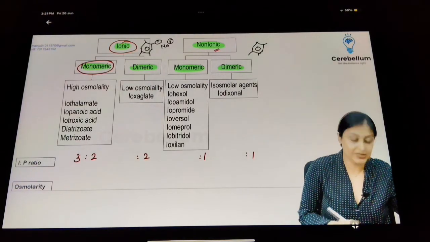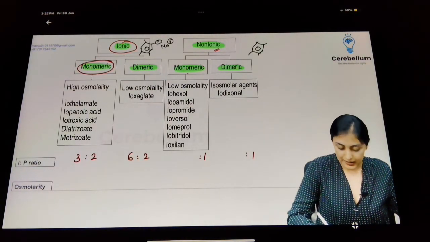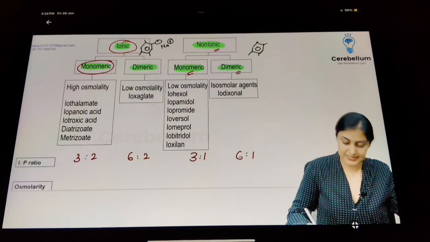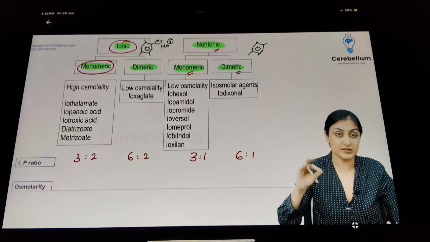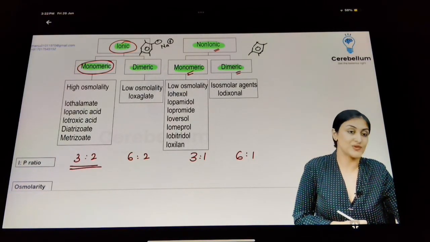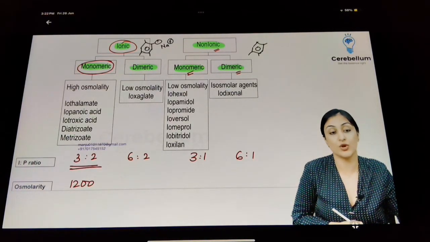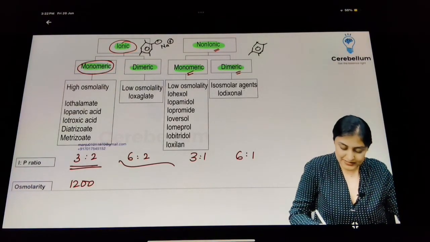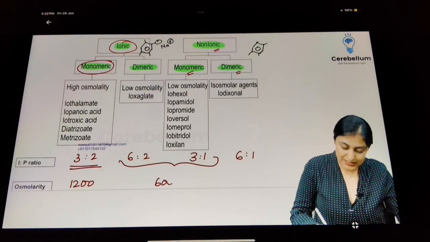So here in a monomer, there are 3 iodines. In a dimer, 6 iodines. Again, a monomer, 3 iodines, dimer, 6 iodines. So this is how you get your iodine particle ratio. Now you see the lowest iodine particle ratio is here, meaning this is a very, very high osmolar contrast agent, almost in the range of 1200. These two are the same ratios, 3:1. So they have the same osmolarity, which is 600.